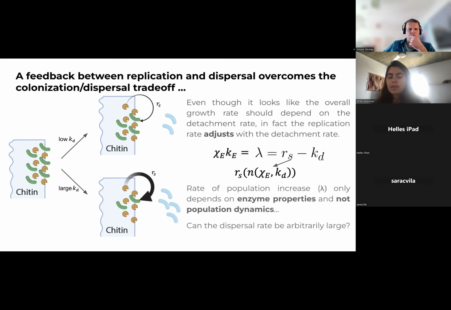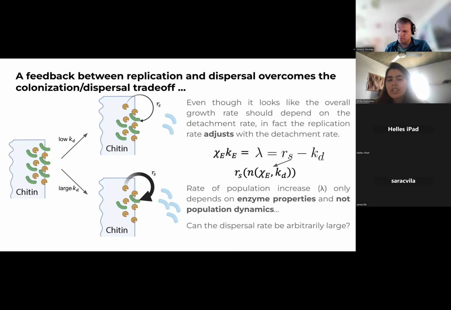So now this begs the experimental validation question. Can we see this? Can we change the detachment rate and then see that this lambda, this overall population growth rate, is conserved? Unfortunately, this is not something we can do because we do not have good control over the genetics of our population. However, we can go back to our detailed model and do these experiments in silico.